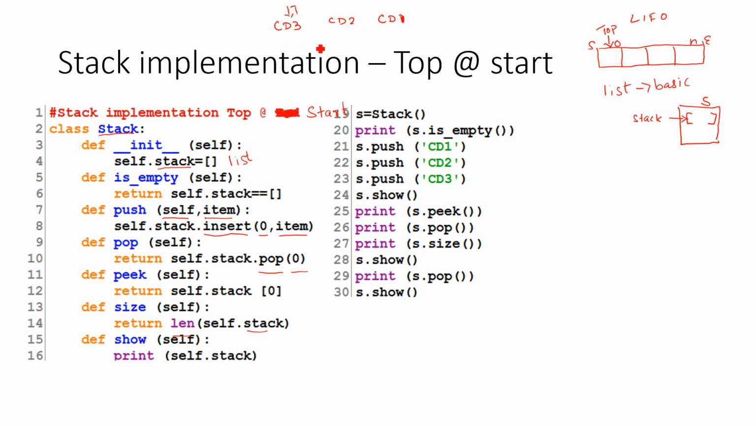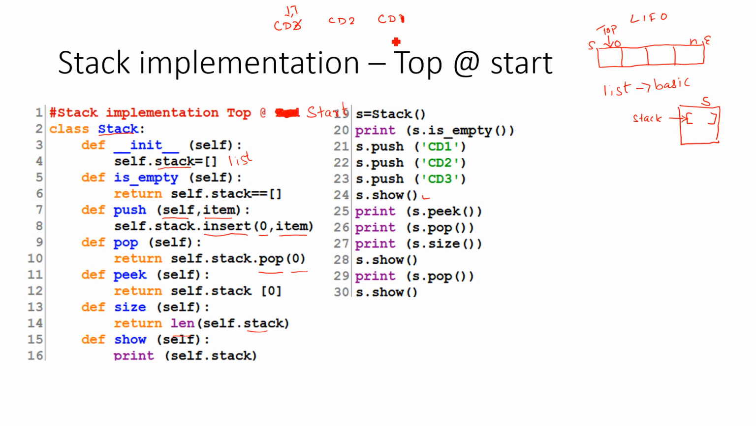Now when we want to see the contents of the stack, we use the show function, which will return the values in this format. Then peek will just peek at the value. What is the value at the top position? That is CD3 as a string. Then we have a pop. That pop will bring out the value at 0, so CD3 will be removed from the stack.